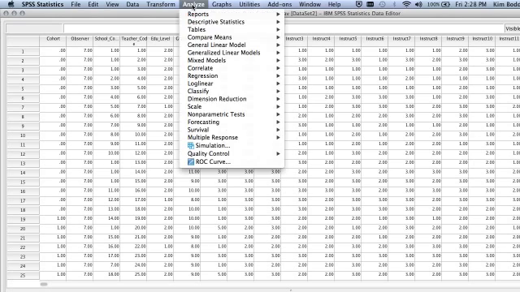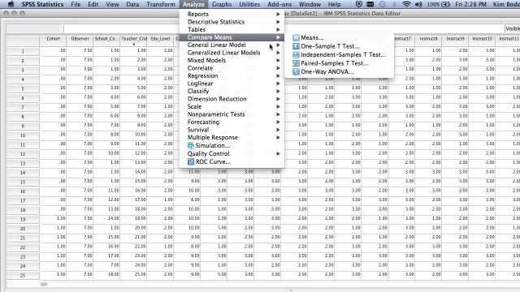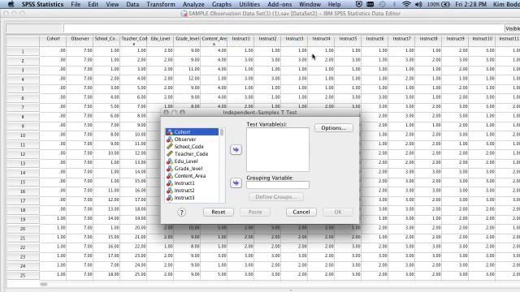So I'm going to go to Analyze, Compare Means, and I'm going to choose Independent Samples t-test. I'm going to choose that because I'm looking at different groups of people. There are other kinds of t-tests, but for our purposes, we're going to use the independent samples t-test here. So I'm going to click on that.